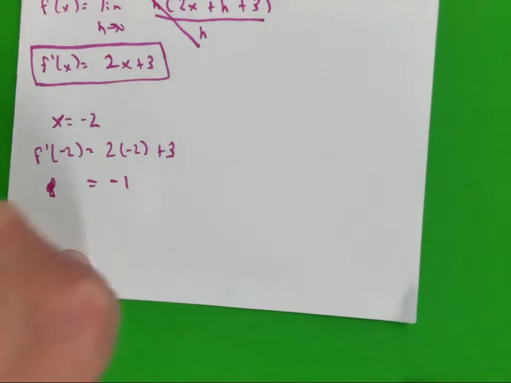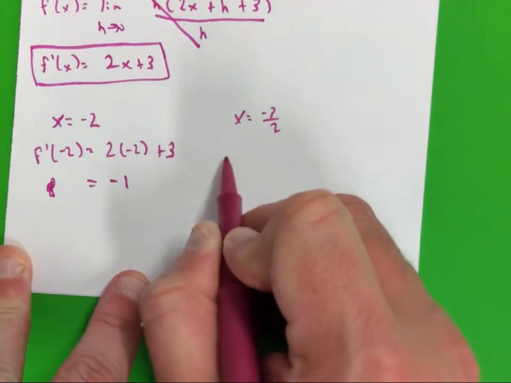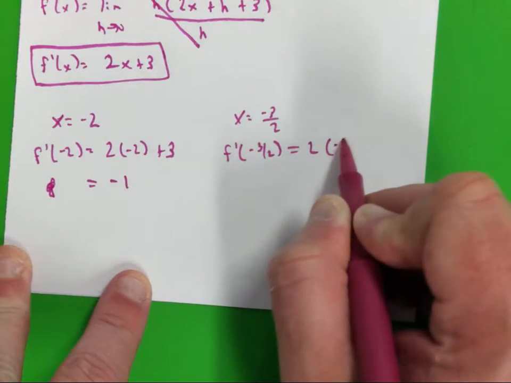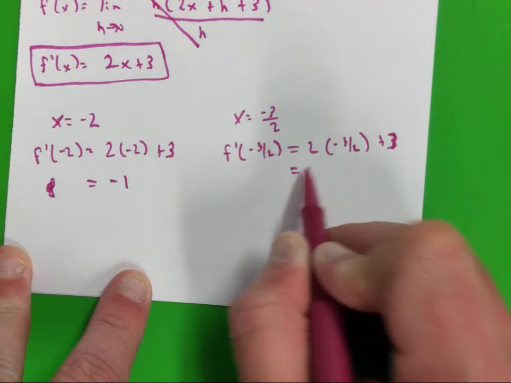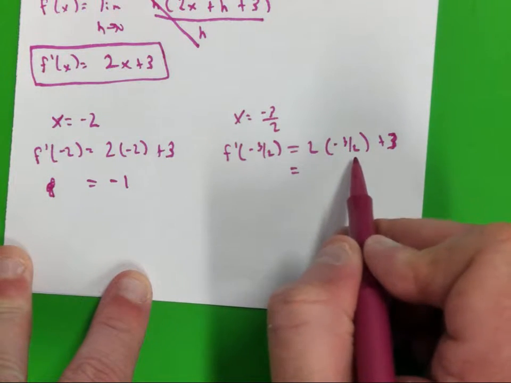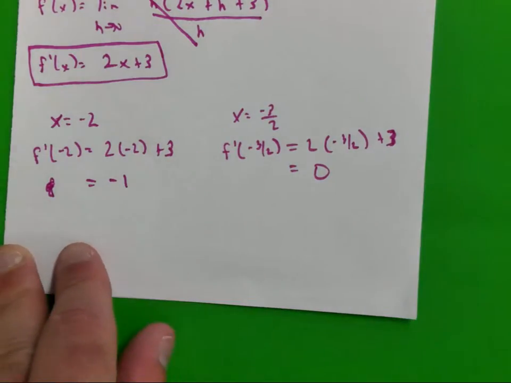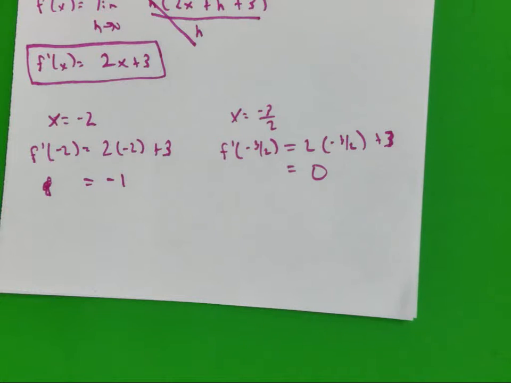Now, what was the other point we want to know? x equals what? Negative 3 halves? Okay, now I'm going to come over here. f prime of negative 3 halves equals 2 times negative 3 halves plus 3. 2 times negative 3 halves is negative 3, plus 3 is 0. So that is the slope of the tangent line at that moment in time.